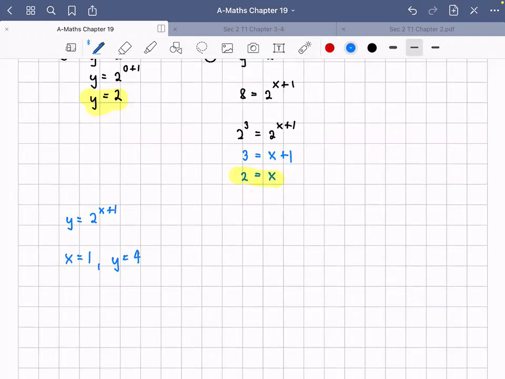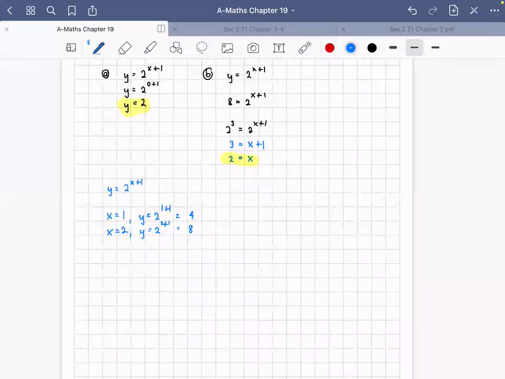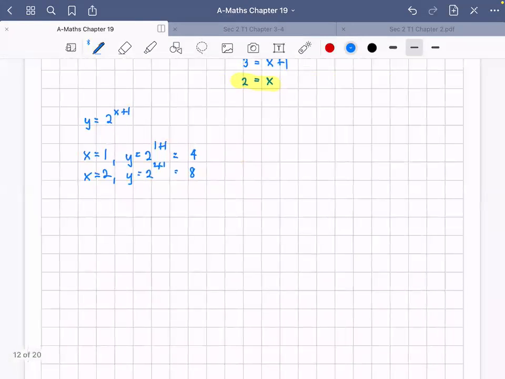Let me just write it. So 2 raised to 1 plus 1, that's 2 squared, which gives us 4. Then if x is equal to 2, y is equal to 2 raised to 2 plus 1, so it's 2 cubed, which is 8. So those are your points: 2, 4, and 8. Okay, so let's try to draw now.